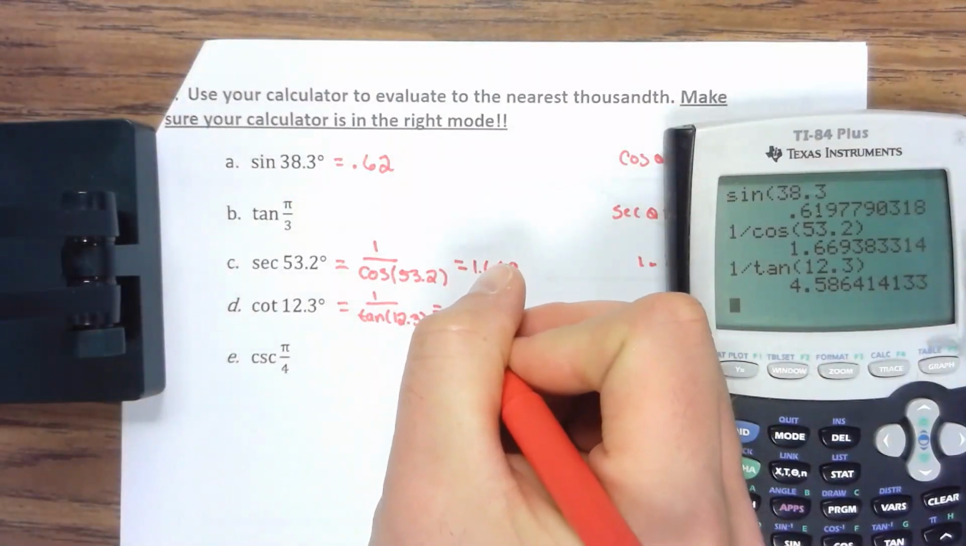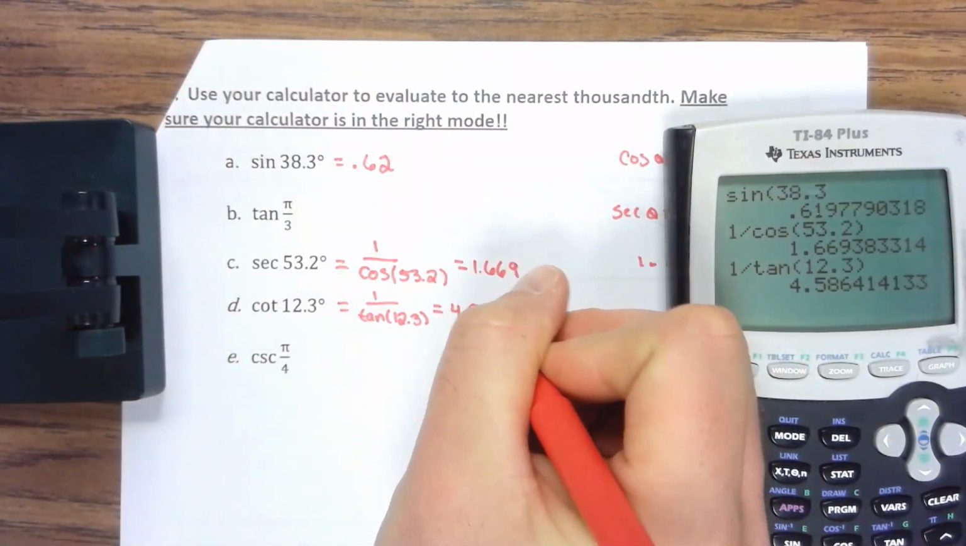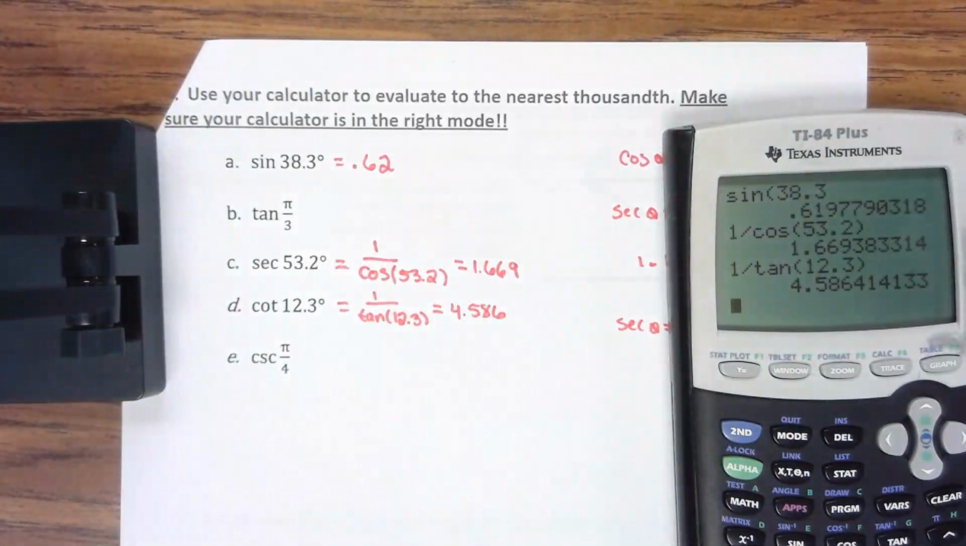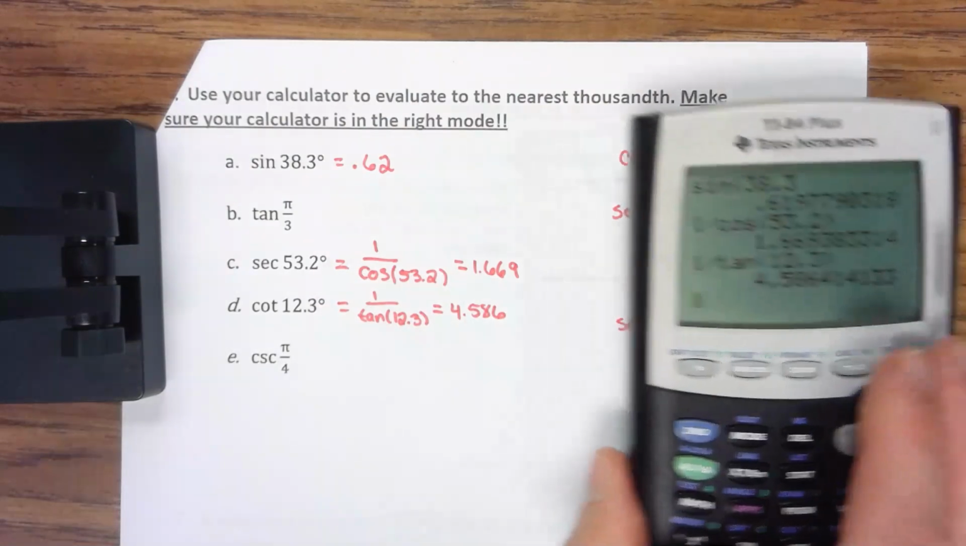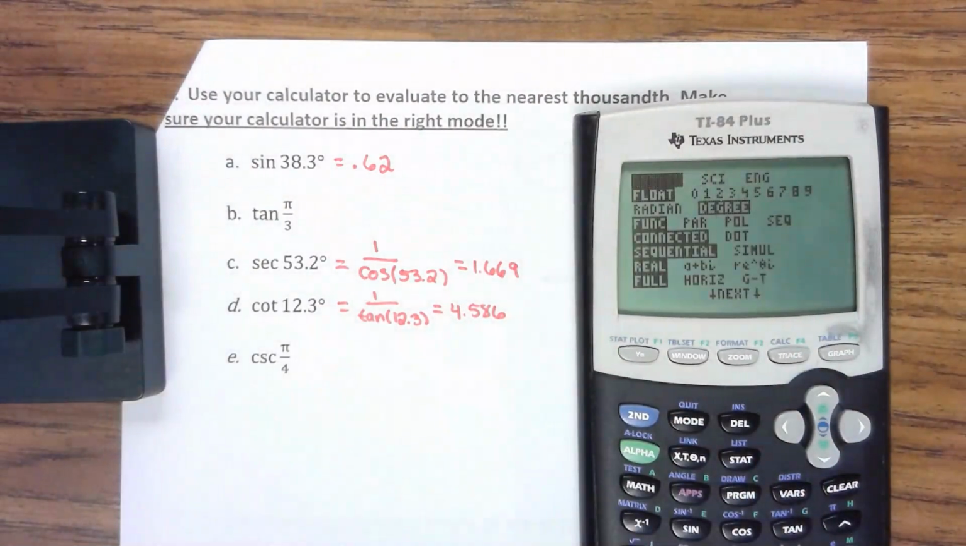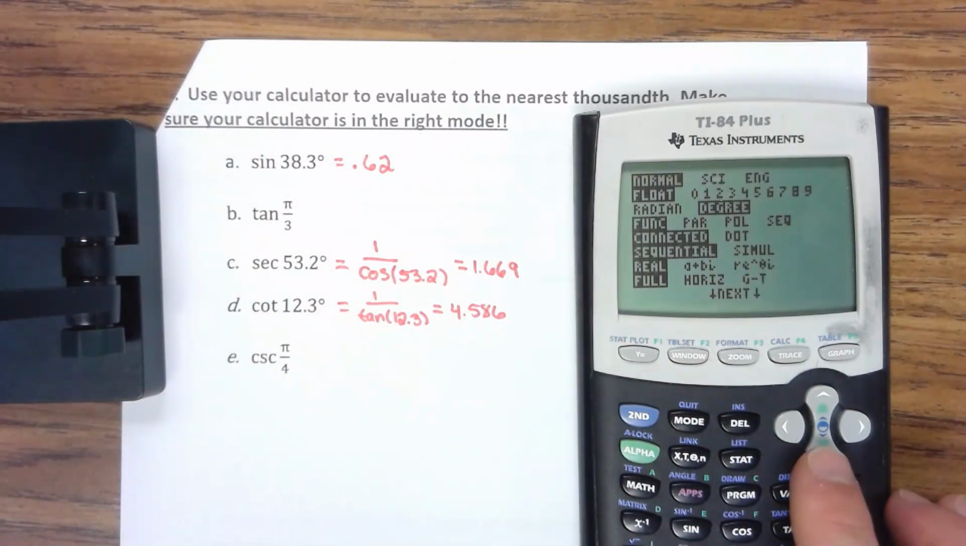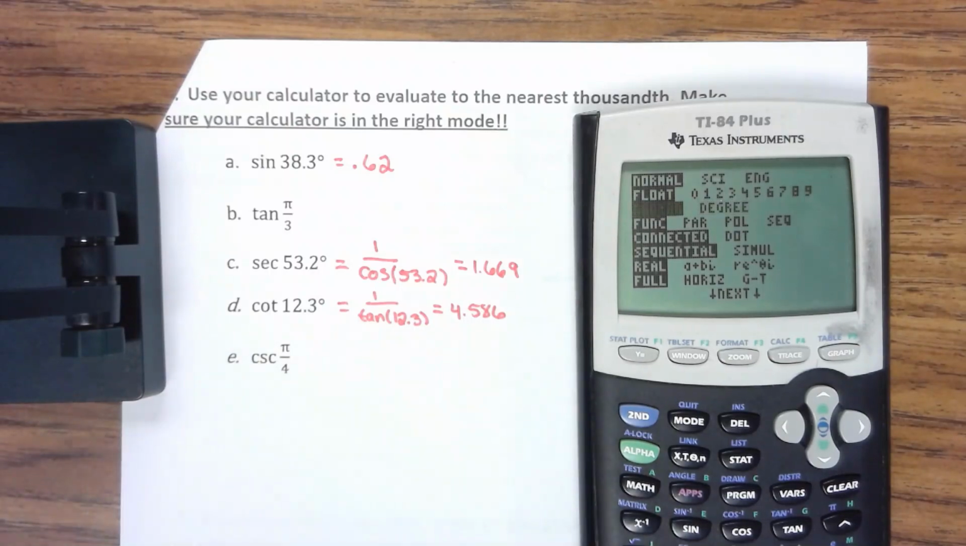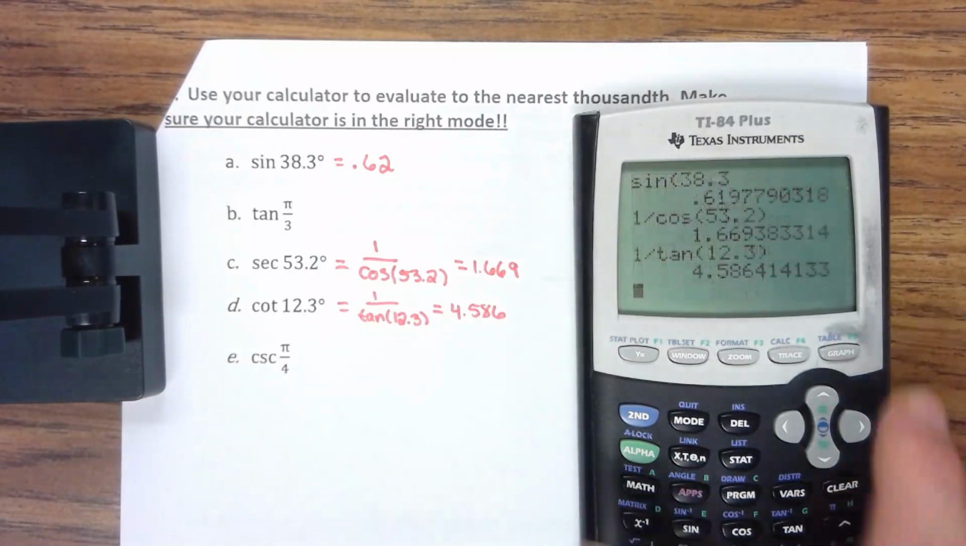That is 4.586. Okay, and then the last 2 values we have here are going to be in radian mode, right? So let's go back into the calculator and switch into radian mode, which we can do by pressing mode. Again, scroll down to where you see the radian and degree options. You're going to press enter on the radian, so it is highlighting the radian. And then you can press clear to go back to the home screen.